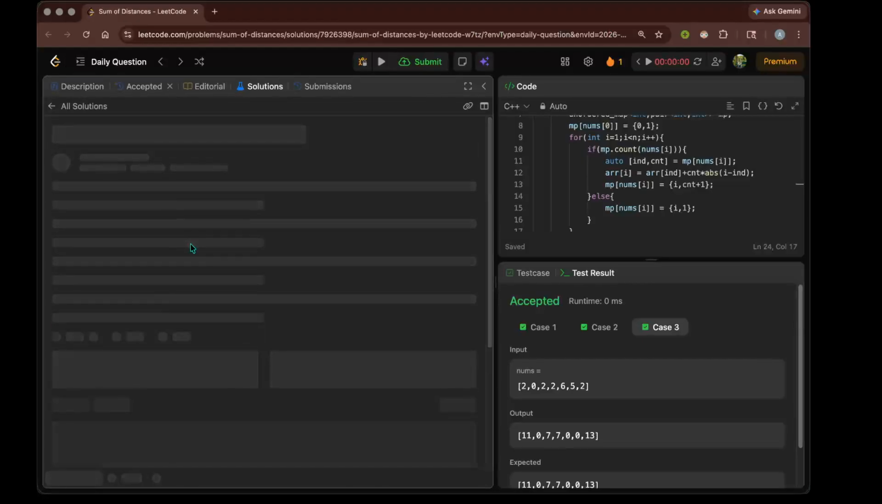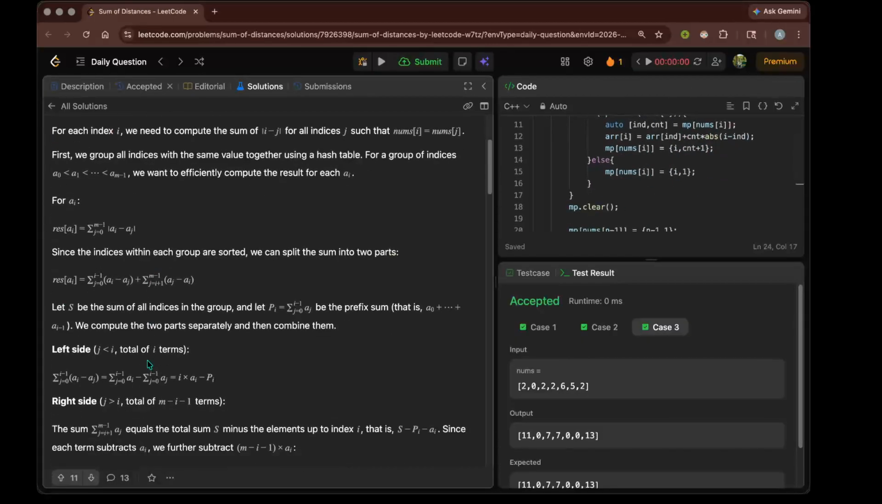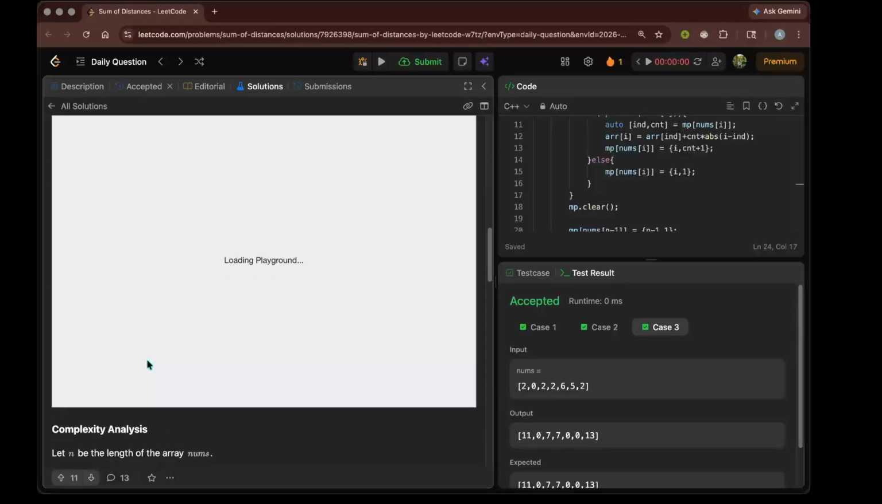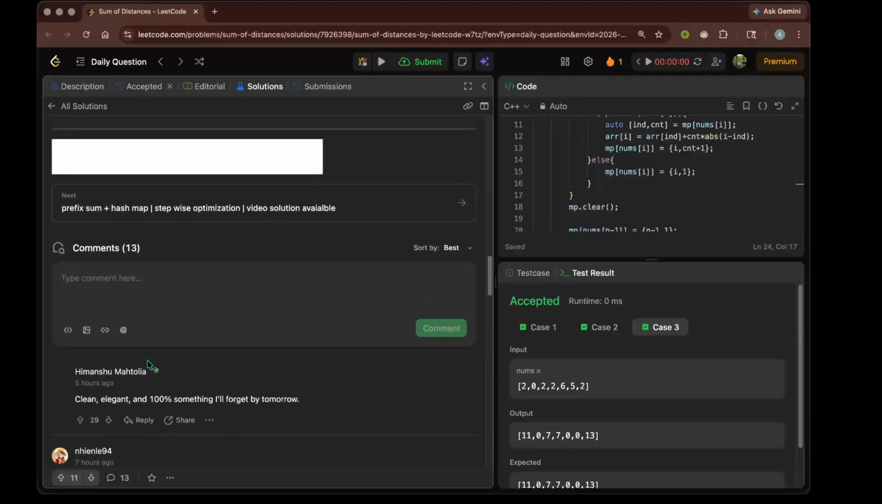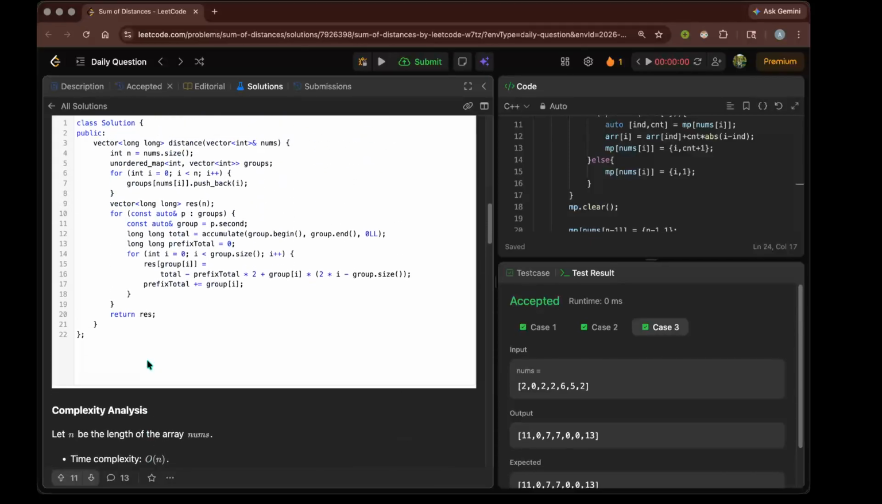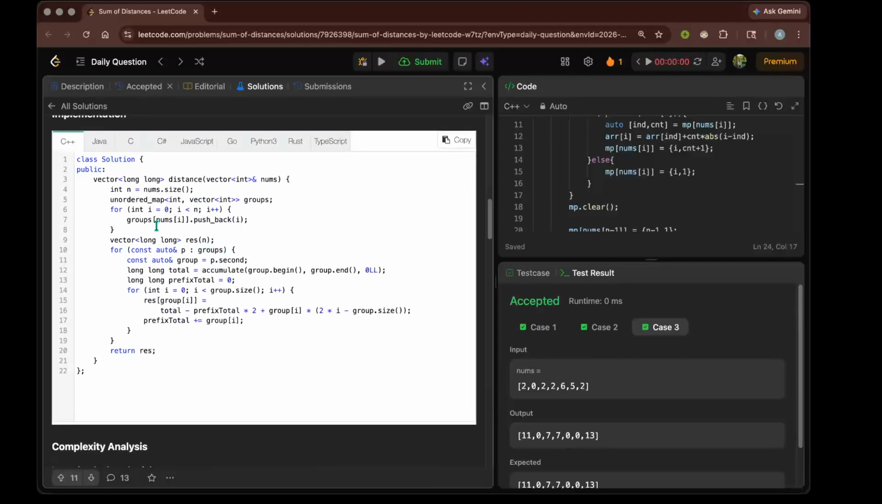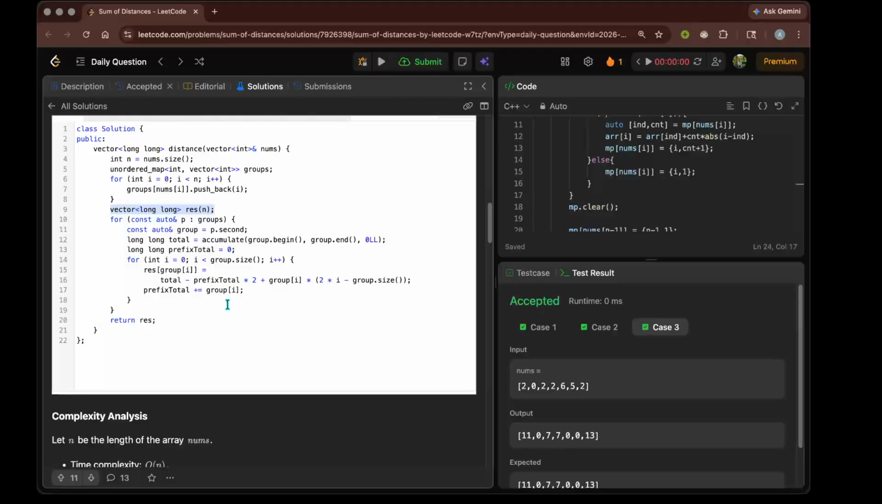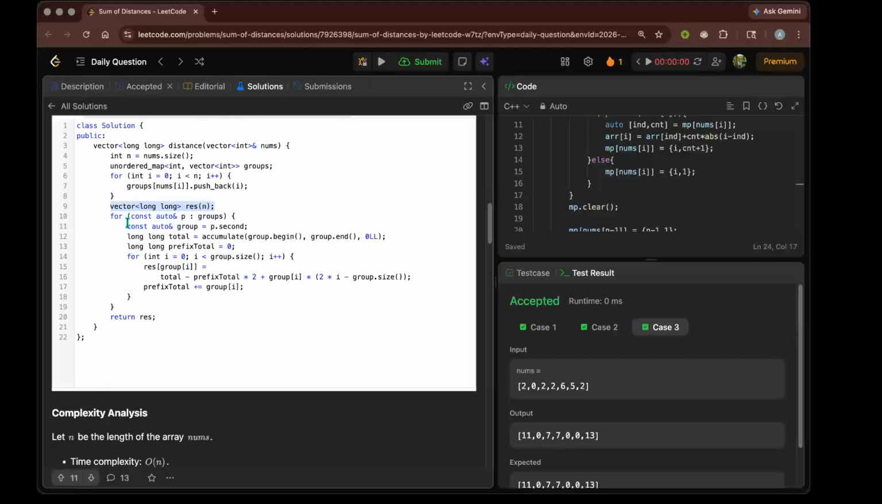Prefix sum and hash map. Okay, yeah, prefix sum. We're using a prefix sum, na? Yeah, hash map also we are using. Okay, it's very clean, I would say. Yeah. Okay. Result. Okay, okay. We move to groups.